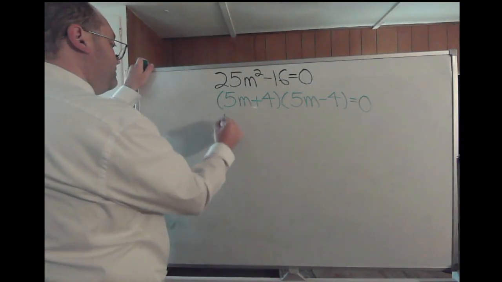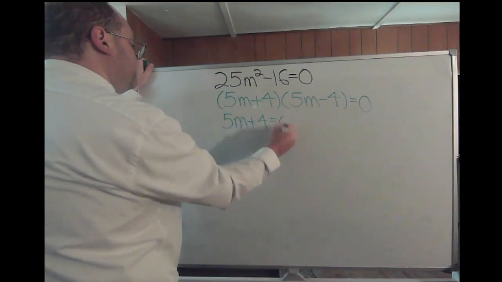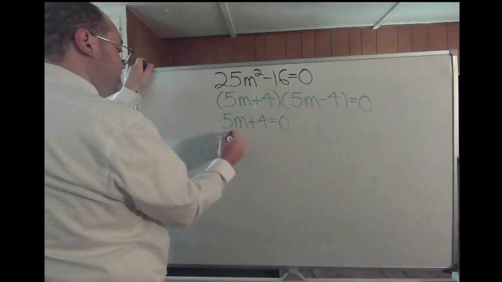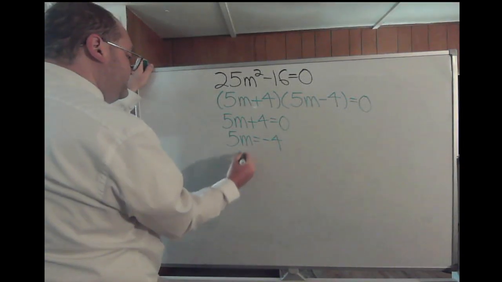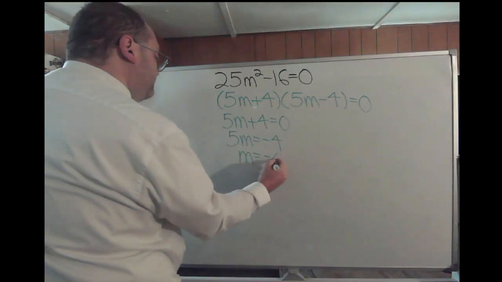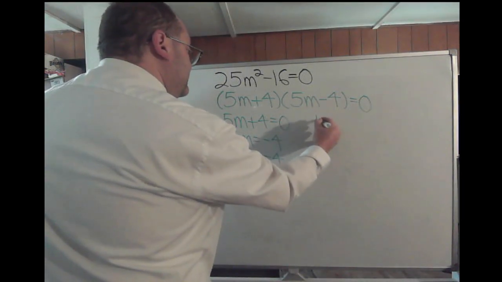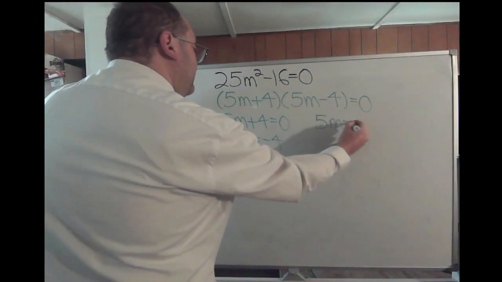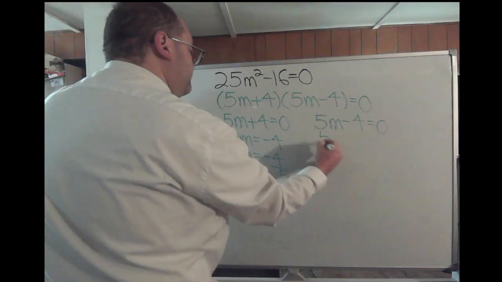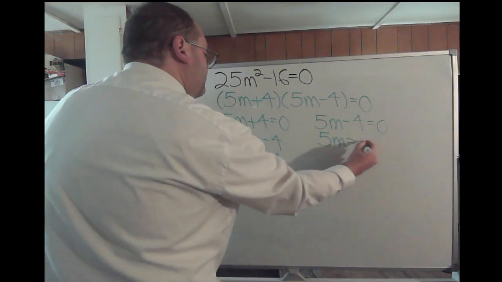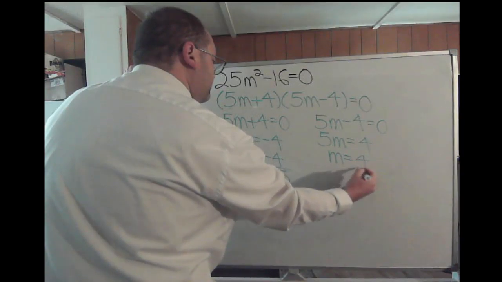So then take your 5m plus 4, set that equal to 0. So then 5m equals negative 4, and then m would equal negative 4/5. Then take your 5m minus 4, set that equal to 0. So 5m equals 4, m equals positive 4/5.